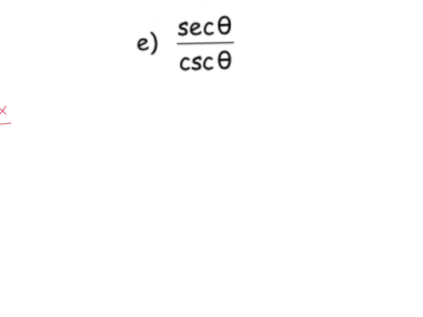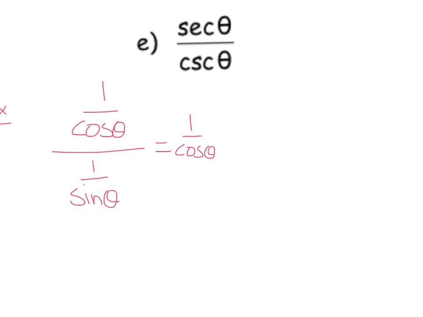All right, secant of theta is 1 over cosine of theta, and cosecant is 1 over sine of theta. We're back to dividing fractions again. 1 over cosine of theta: keep the top fraction, change to multiplication, flip the bottom. And we get sine of theta over cosine of theta.